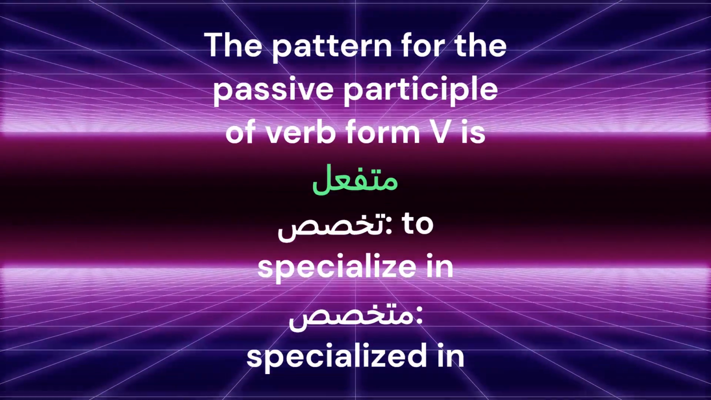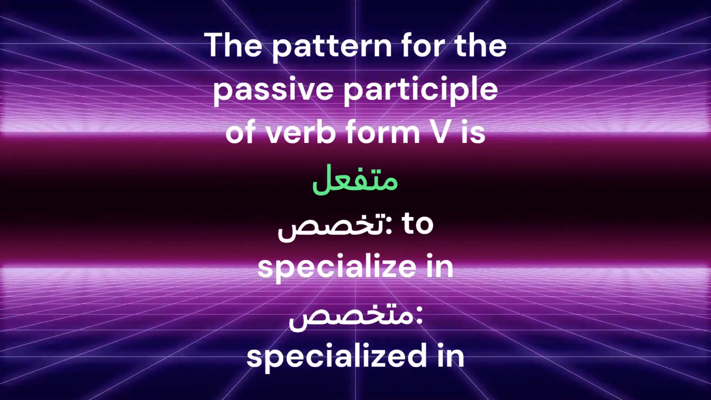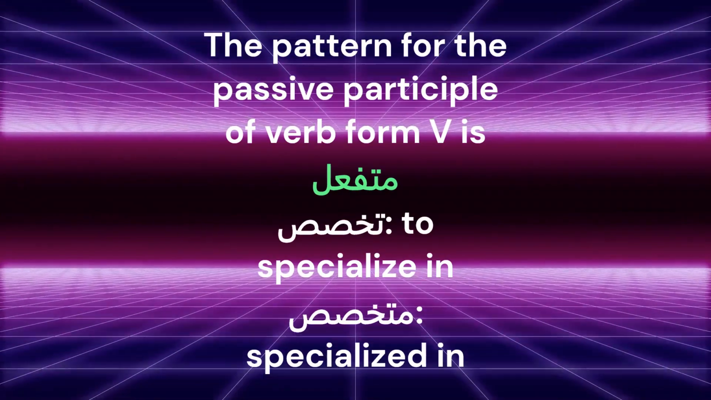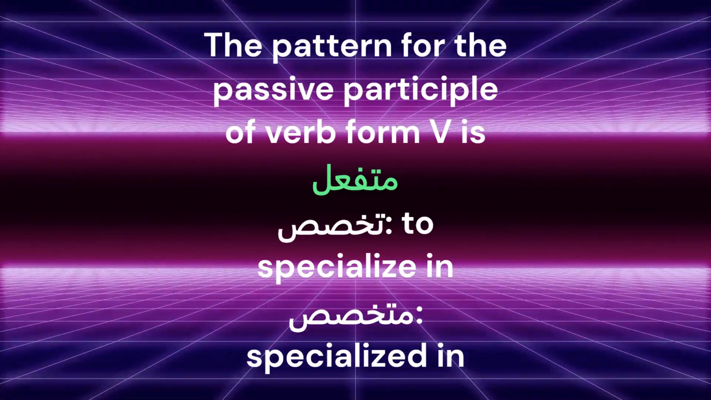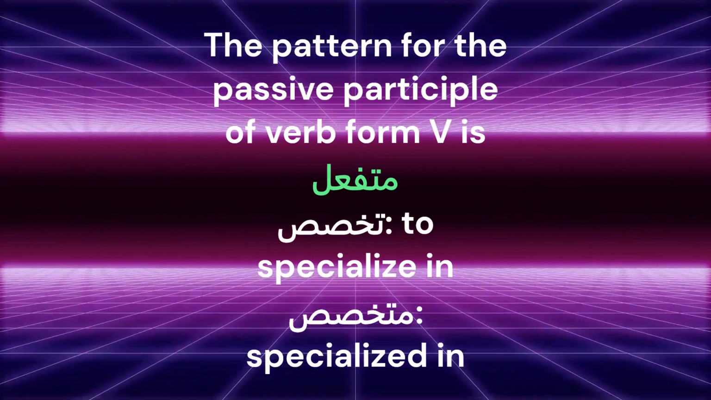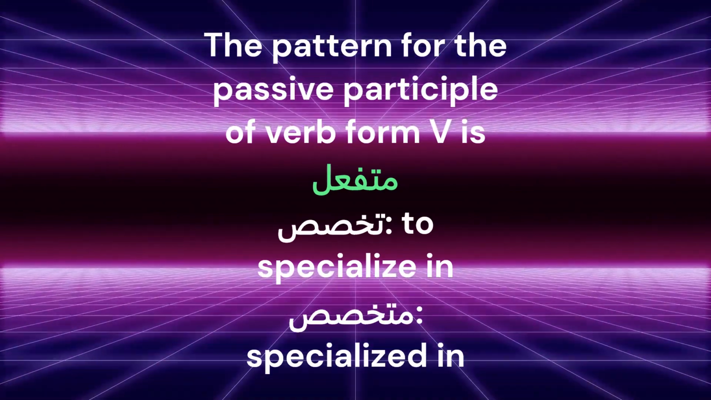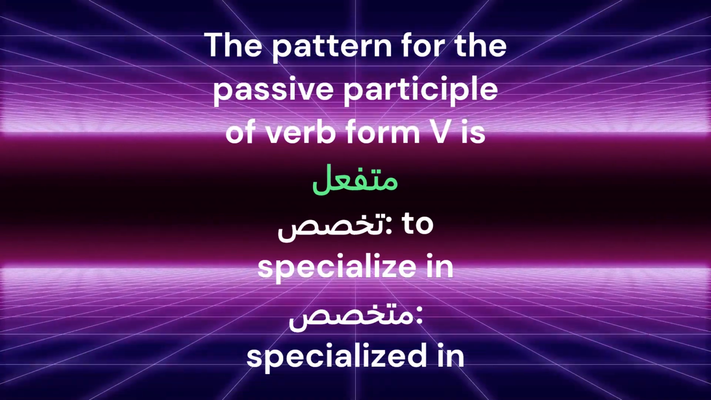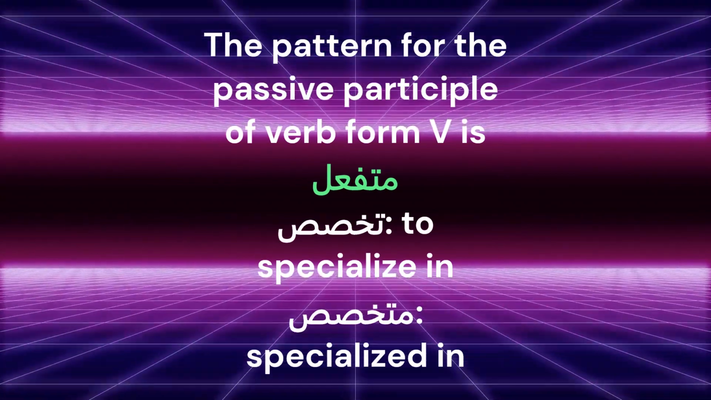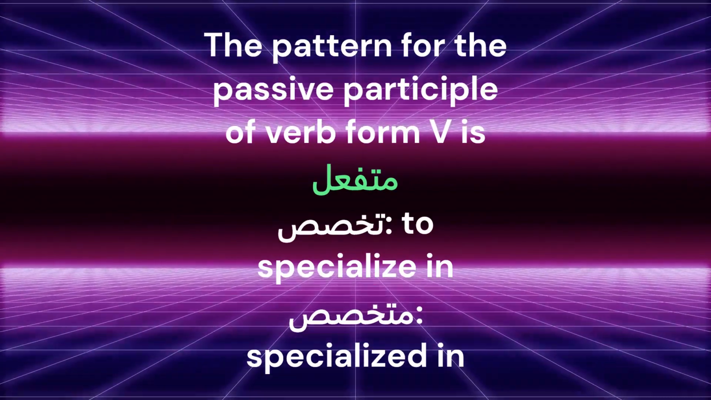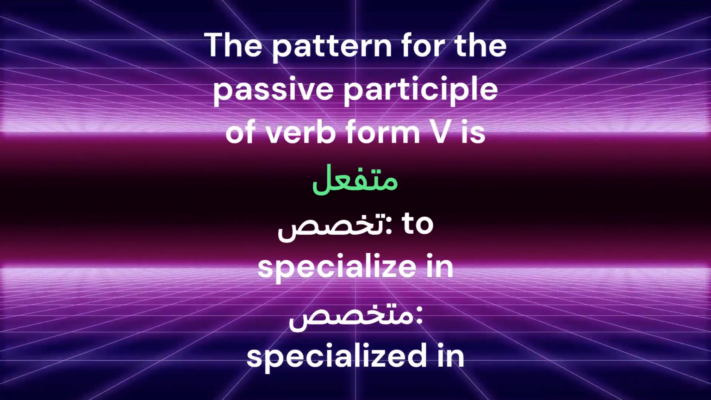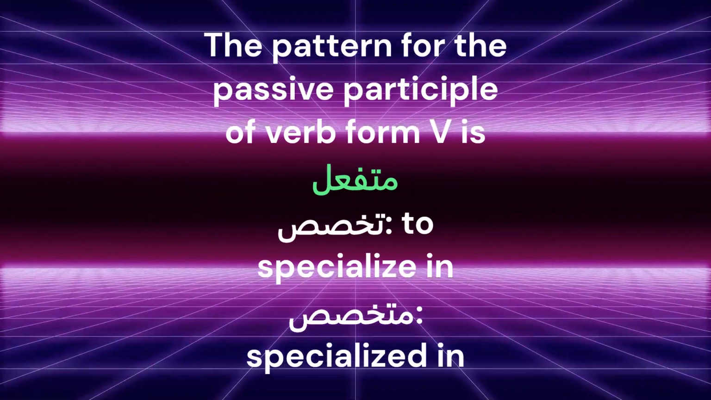The pattern for the passive participle of verb form 5 is mutafa'al. Examples of form 5 verbs include takharraja, takhassasa, tazawwaja, takallama. I'm going to be using here the example of the verb takhassasa, to specialize in. The passive participle is mutakhassas, specialized in, a major, for instance, that is specialized in.